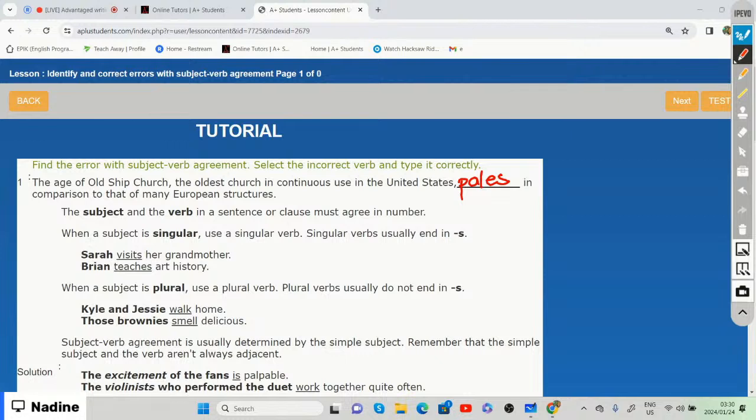And if we look at the word pale, pale is a verb. And pale means becoming pale in the face from the shock of fear, or it can be seen to become less important. And I think that is the second one, where it seems to be less important. So that is, pales in comparison to that of many European structures.